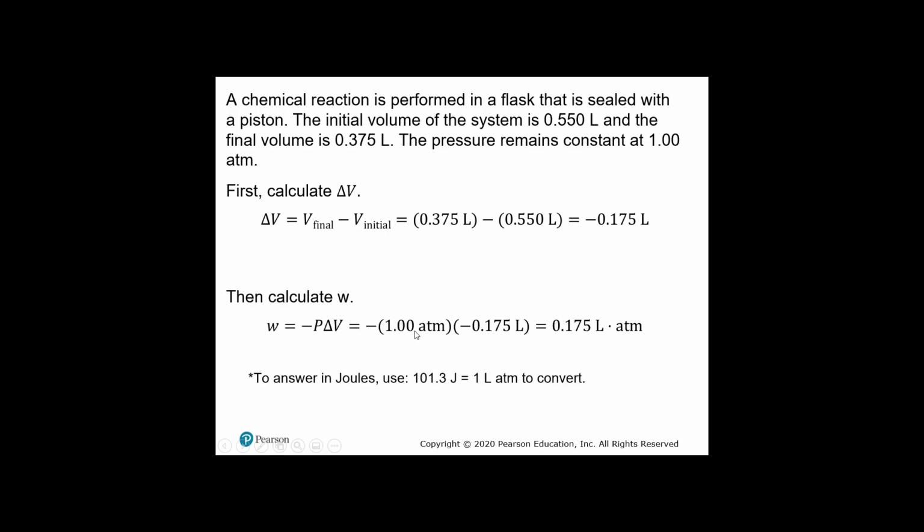Now we can plug in the pressure, and there's the negative. Don't forget the negative. Then we calculate what the work is. The work that was done is 0.175 liters atm. Now, if this problem was asking for joules, you do one more step with the conversion, and the conversion is here, and it would give you the answer in joules.